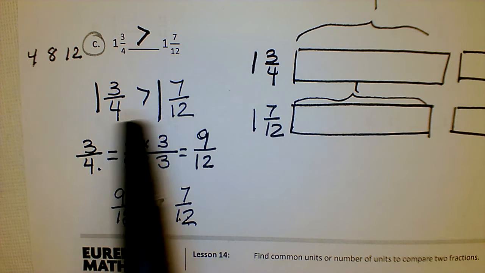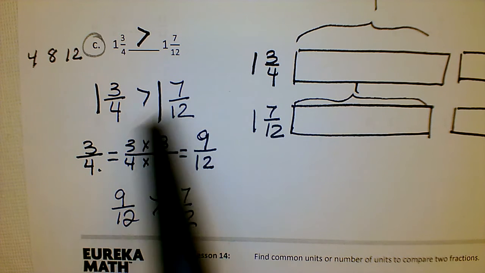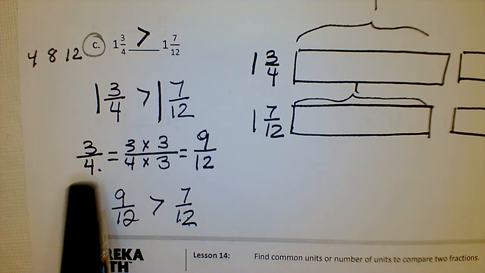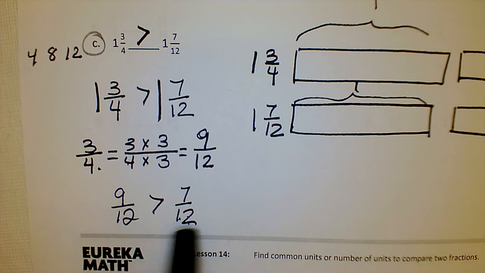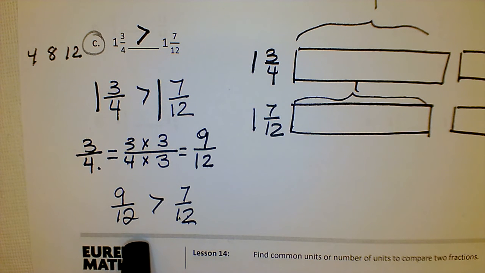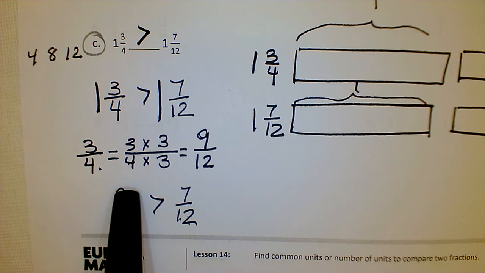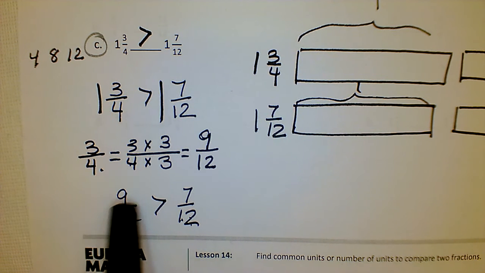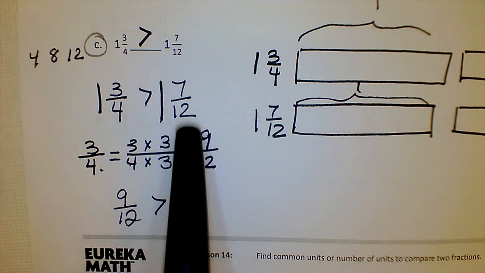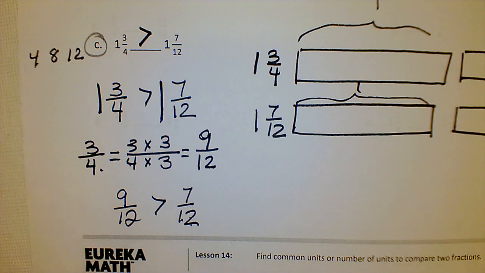We did it by ignoring the 1s and just focusing on 3/4 and 7/12, and turning the 3/4 into 9/12. When my denominator is the same number, that means my pieces are the same, and having 9 of them is clearly more than having 7. So 3/4, which is equivalent to 9/12, is greater than 7/12. And then we threw our 1s in there.